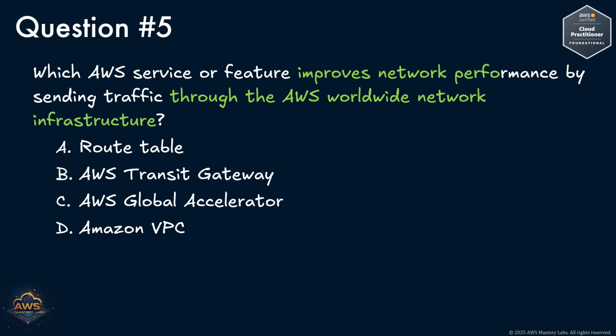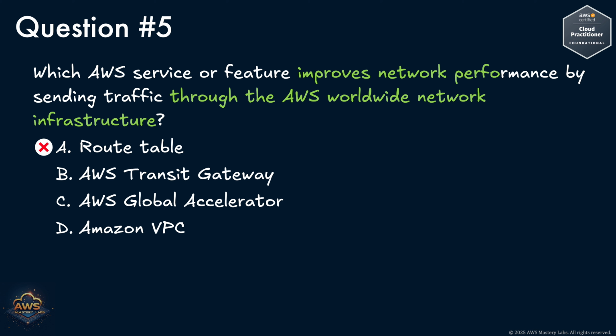We're being asked to identify a service that leverages AWS's global backbone network to deliver faster, more reliable connectivity, especially across regions or from users to applications. It's not just about connectivity within a VPC or even across VPCs. It's about optimizing the path traffic takes over long distances, and that narrows our focus considerably.